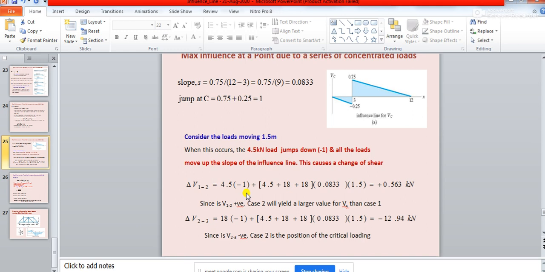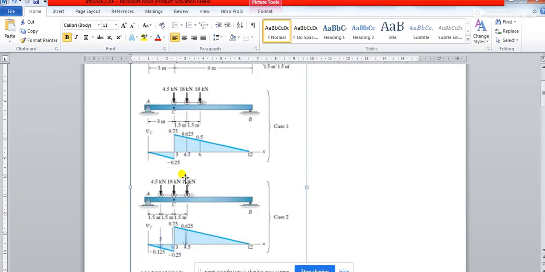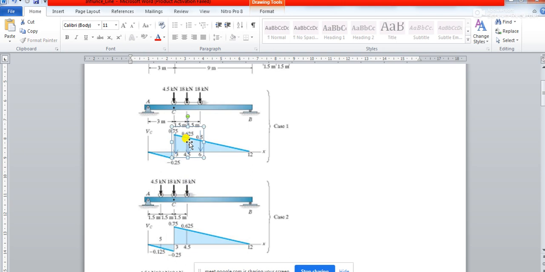Okay, now what is happening? You see, there is a change from this position to this position. Initially the case 1 loads were at this position, and then there is a drop from here to here, and then there is a rising up.